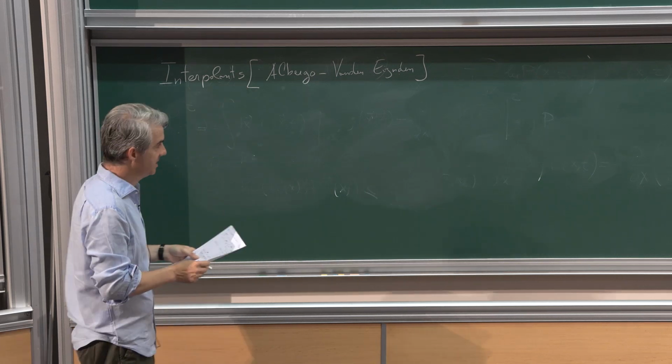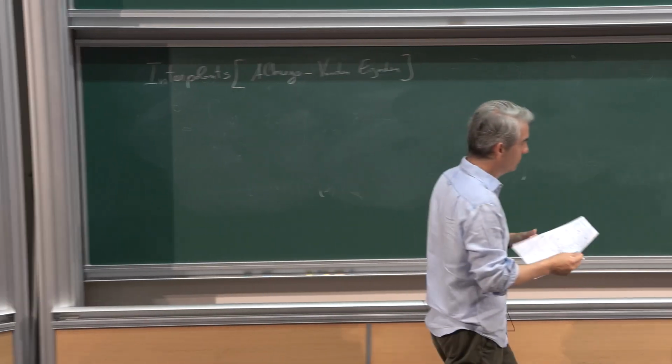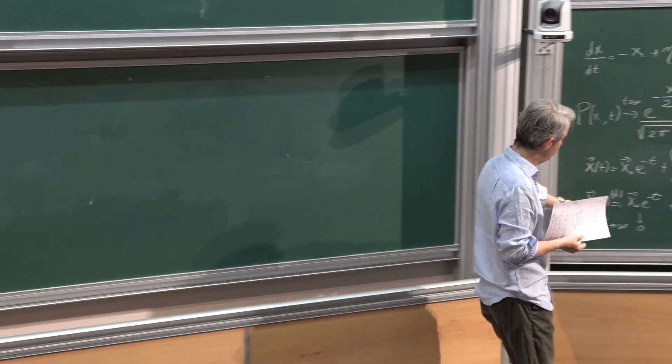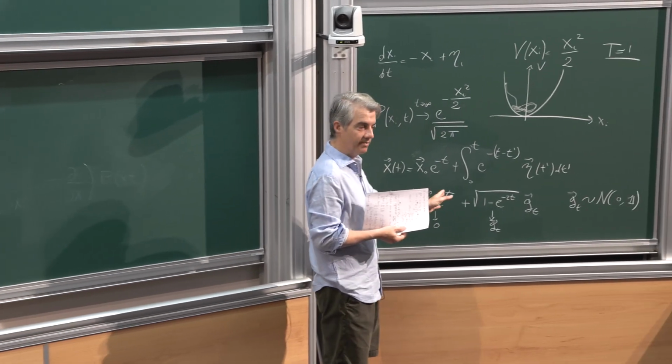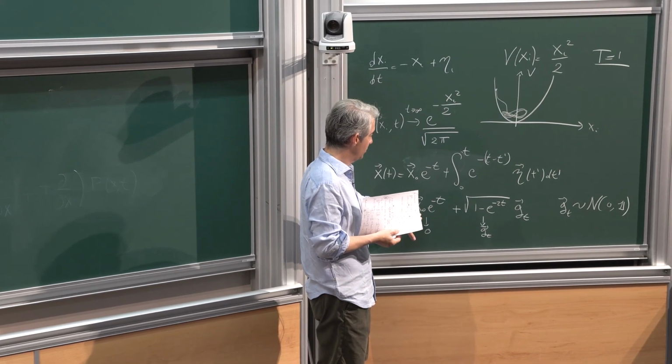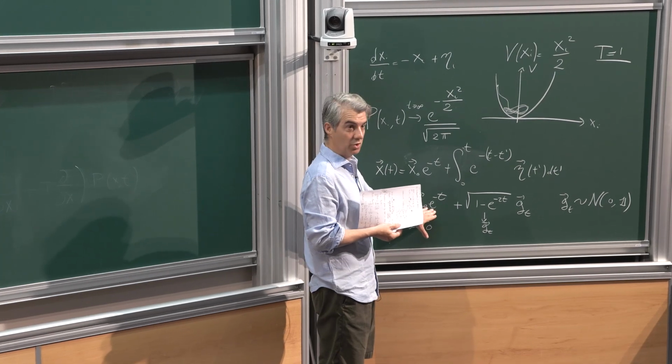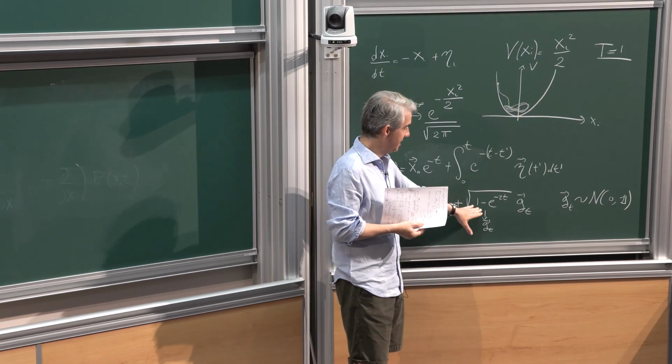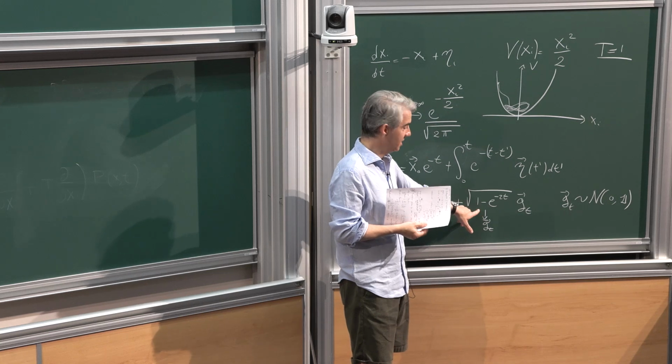So the idea of the interpolants is the following. If you look at this equation, here you have x of t. The way in which you transport the measure is that you take the initial measure, the initial variable, you squeeze it with this exponential, and then you sum to a Gaussian with this factor.